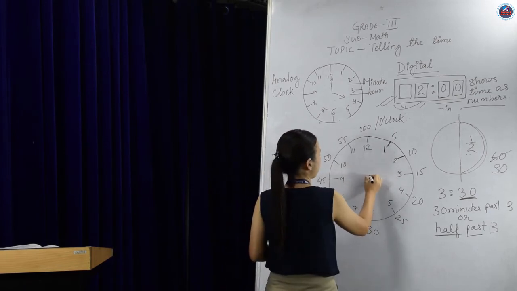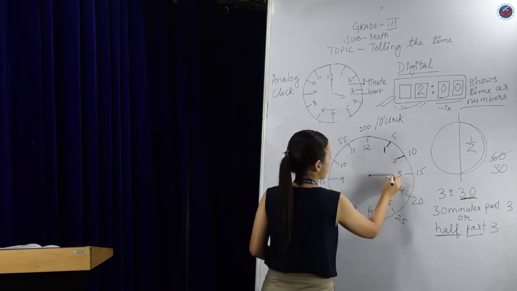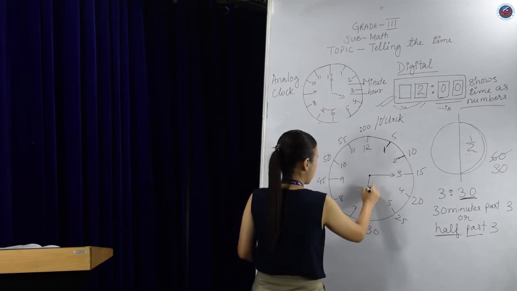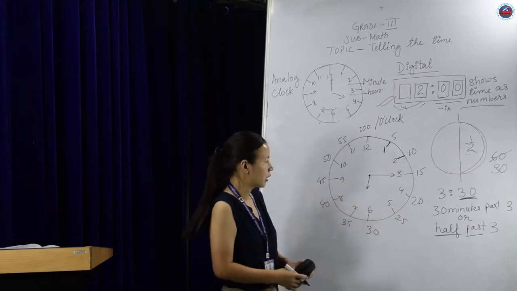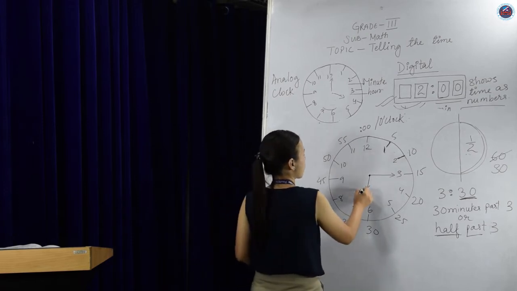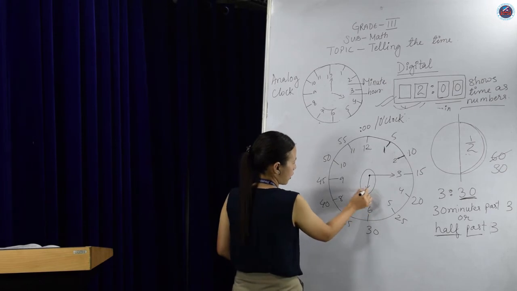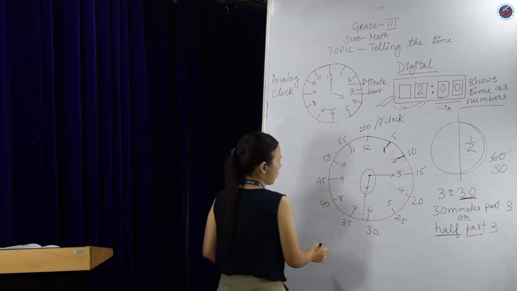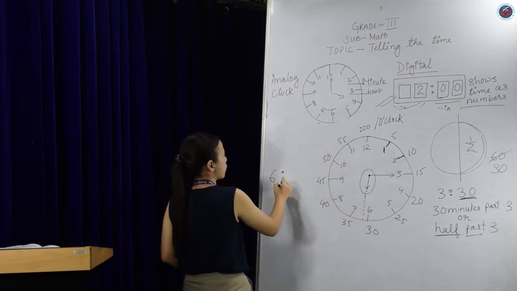Now this time, I'm going to point the long hand towards the 3 and the short hand somewhere between 6 and 7. Now how do we read this time on this clock? First, we have to look at the short hand. This short hand has passed 6, it's not pointing at 6, but it has passed 6. So we write the time as 6. And then the second step, 2 dots.